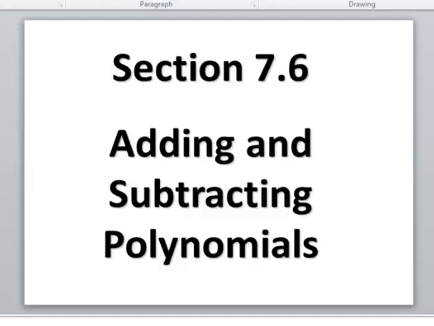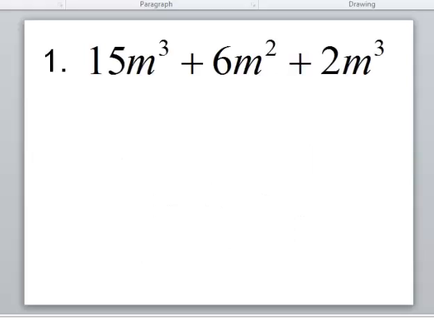Alright, in this section we're going to be adding and subtracting the polynomials. So let's go ahead and get started. When we're adding and subtracting polynomials, we again are only going to be able to ever add things that are like terms.